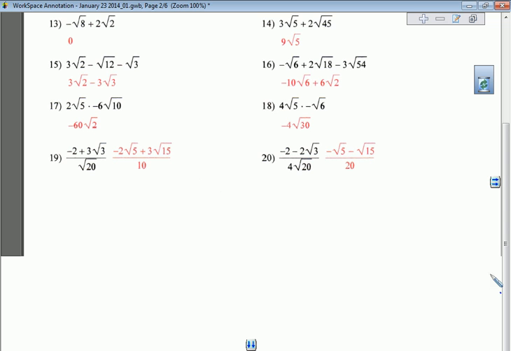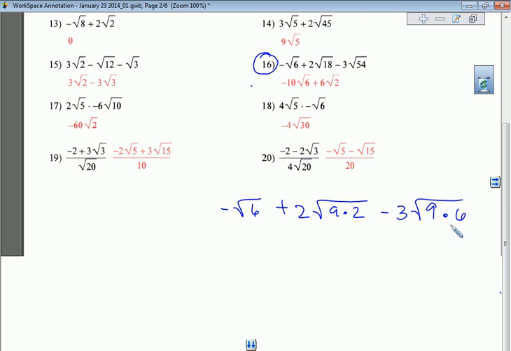Number 16? You need two. Okay. All right, number 16. So for number 16, we're going to break down that 18 into 9 and 2, because 9 is the largest perfect square that divides into 18. And then we're going to break the 54 down into 9 and 6.